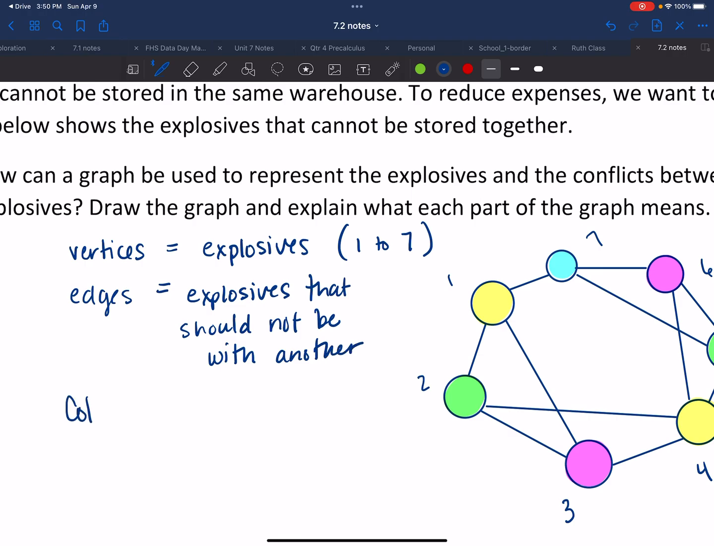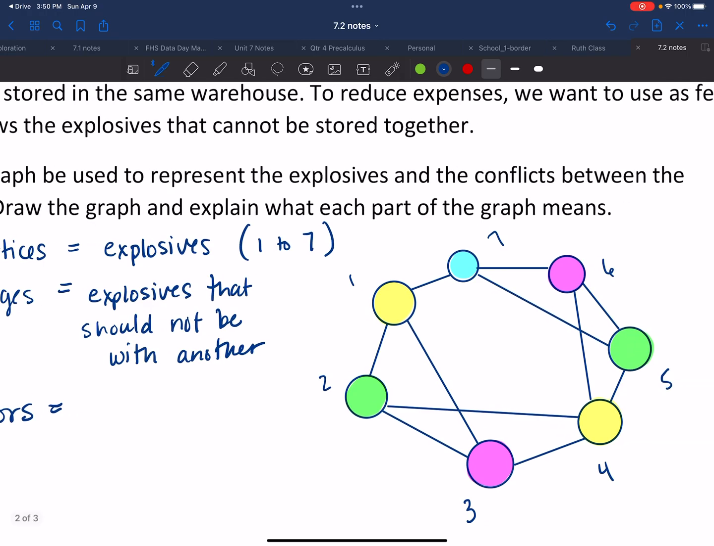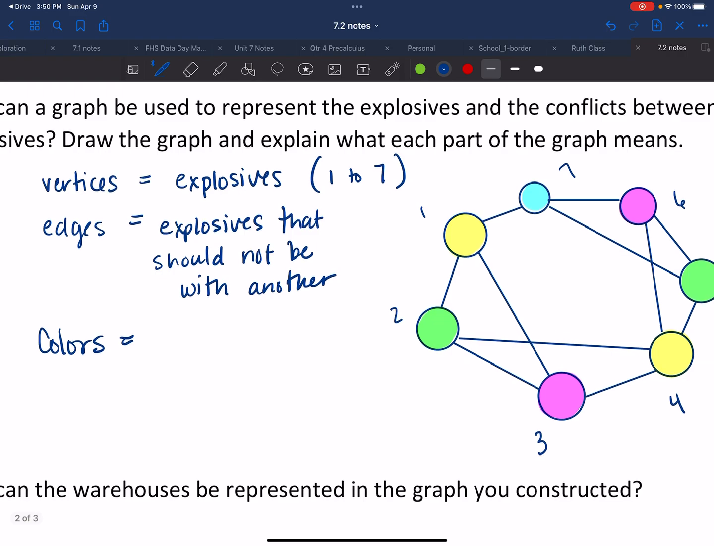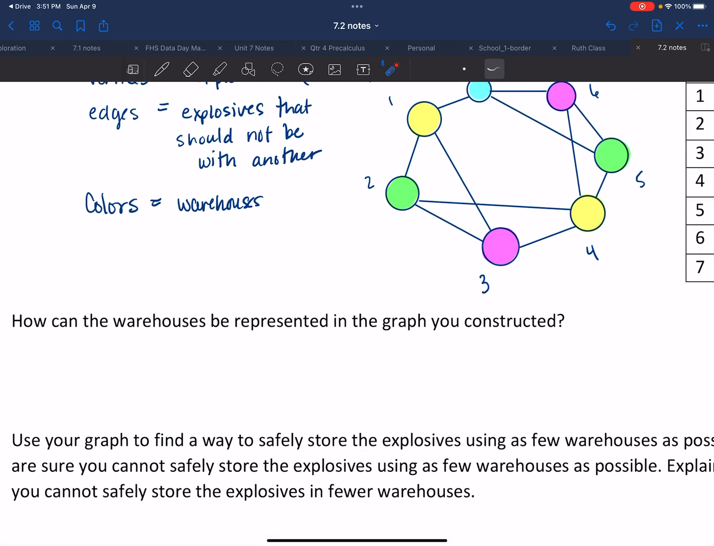And then our colors. What would our colors represent? Go ahead and pause this video and see if you can determine what those colors are, and we'll come back. All right, our colors are going to be the warehouses. So anything that's in yellow, because they are not connected, meaning that there's nothing that prevents them from being together, would be together. The greens would be together, and then my magentas would be together. And then I have this blue one here that's going to be off on its own. Okay. How can the warehouse be represented in the graph that you constructed? Well, that's the colors.